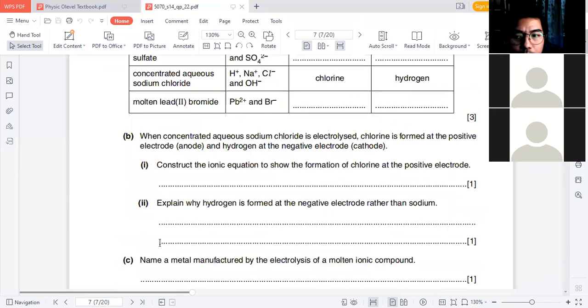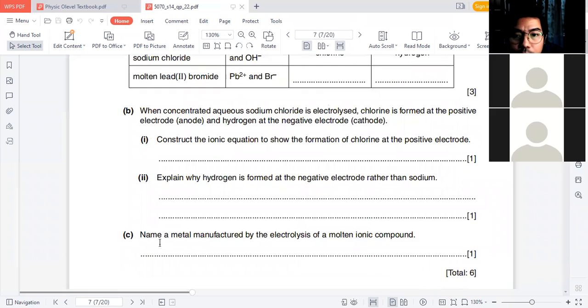Okay, so B. In this case, when concentrated aqueous sodium chloride is electrolyzed, chlorine is formed at the positive electrode. Then hydrogen is formed at the negative electrode, which is the cathode. Construct the ionic equation to show the formation of chlorine at the positive electrode.